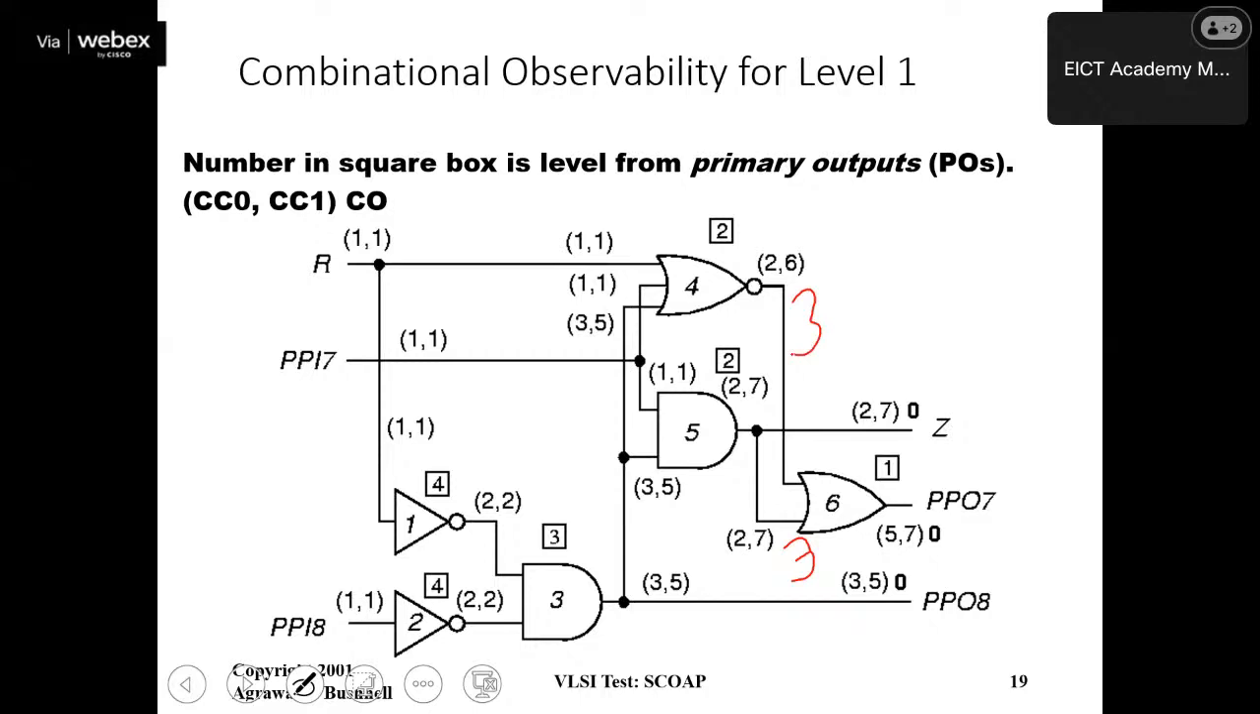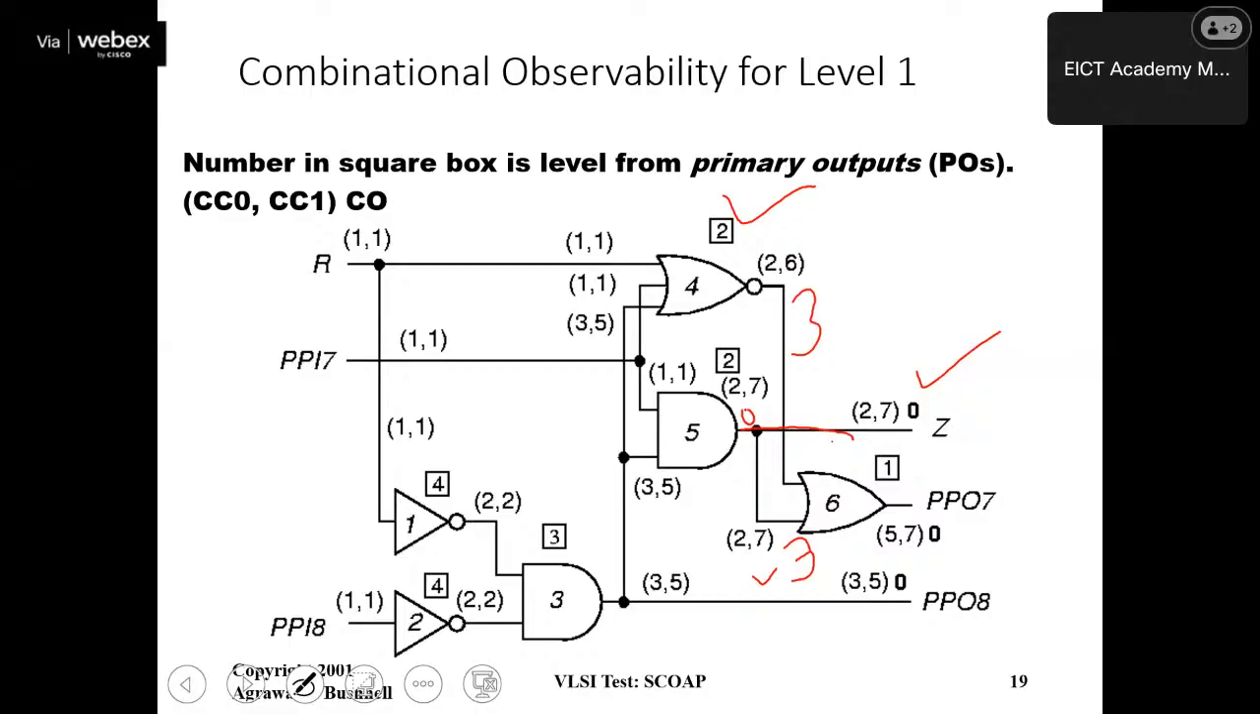Now let's come to the next level. So next level is this second level. So first let us calculate for this one. The observability of this is 0, and for this it is 3. So in this stem, observing from 2 of the fan outs, I will be taking the minimum one. So I will be taking 0 as the observability of this.